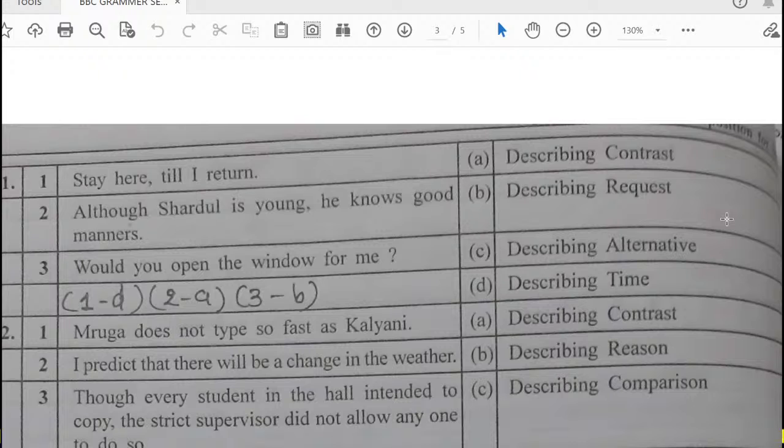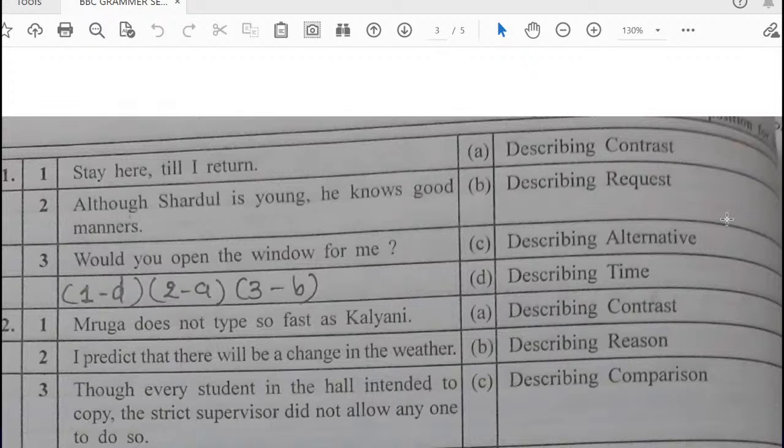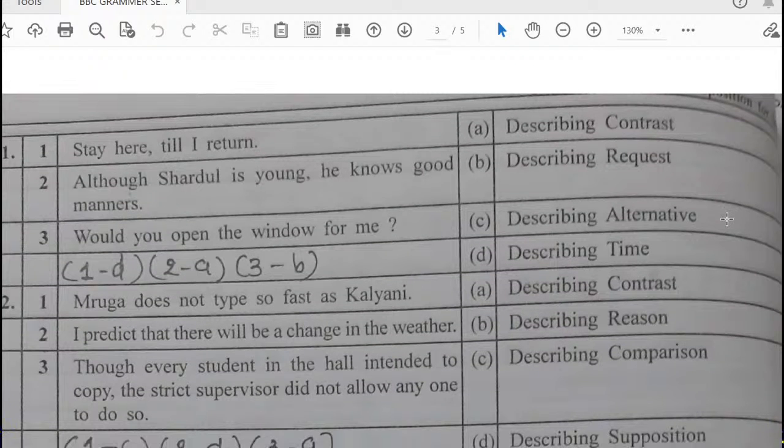Next, number 12. Mruga does not type so fast as Kalyani. See the sentence again. As there is use of so as, so fast as, so as is connected with degree, positive degree. So the first sentence will be connected with option C, describing comparison. When there is a positive degree, comparative degree or superlative degree, it will always be describing comparison.